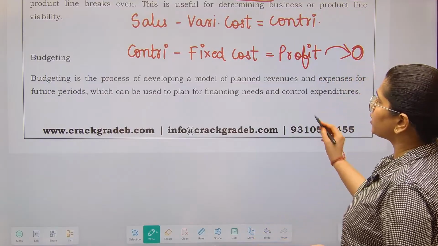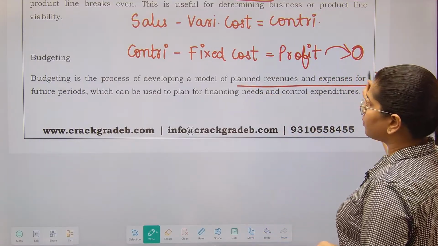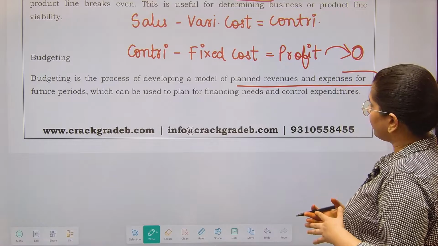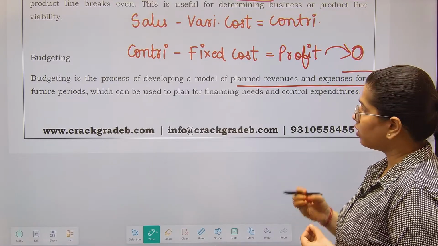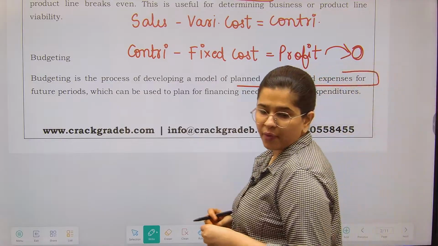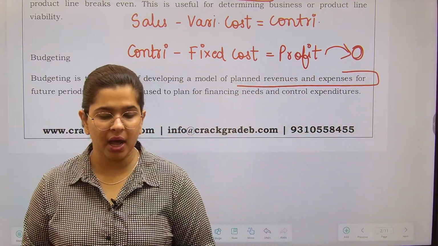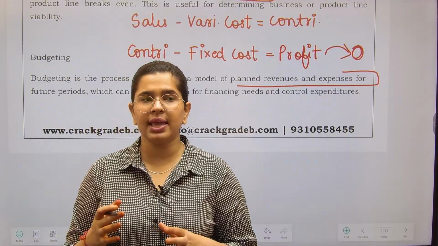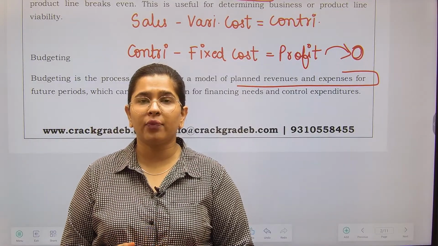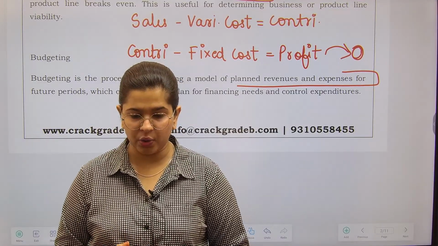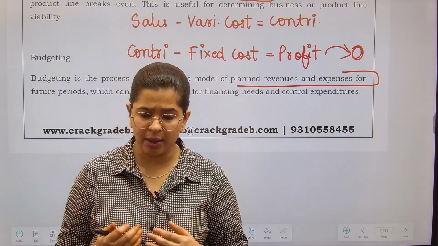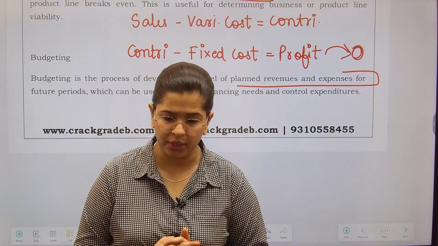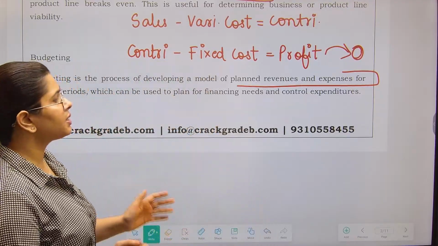So budgeting is the process of developing the planned revenues and expenses for future periods, right? So we do the planning so that we can control our expenditures, right? We can see what our financing needs are and all this. Every topic has quite a depth to it. I cannot discuss the topics in depth, but whatever comes to my mind, I'm going to talk about it. So budgets, this is all what.